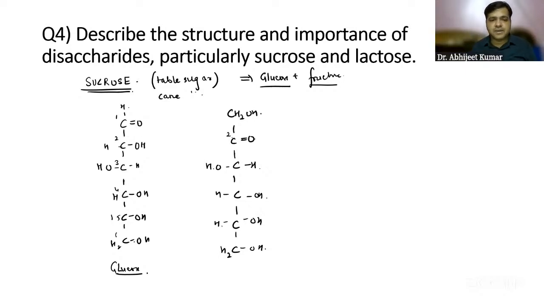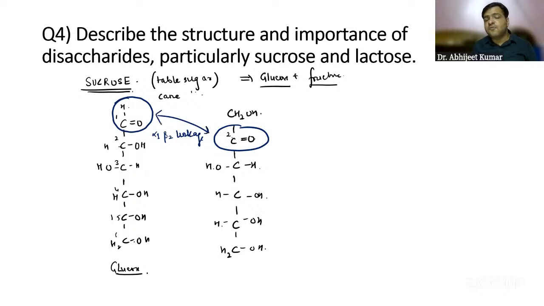Now, what is happening, guys? There is an alpha 1 beta 2 linkage, where you can very well see the carbon of the aldehyde group is reacting with the second group. So we have an alpha 1 beta 2 linkage. Basically, no free functional group is there. Both the functional groups are participating in the bonding, and that, guys, makes it non-reducing, right?